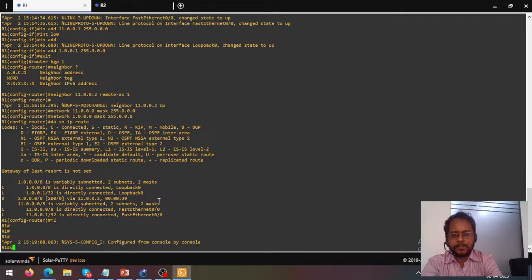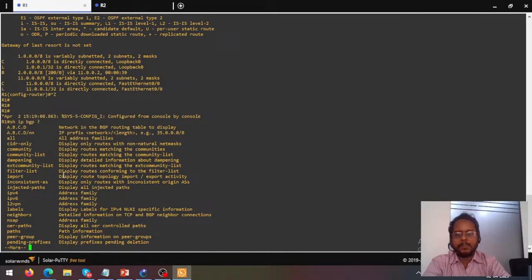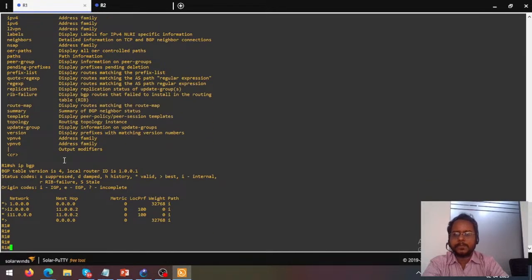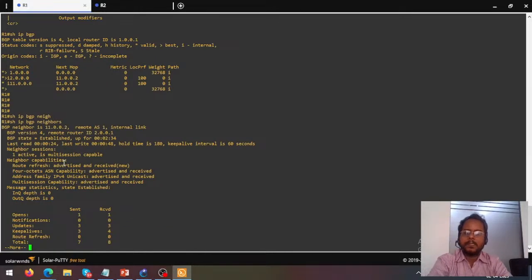Now if you do the command show ip bgp, there's a question mark, and you see you have got a lot of commands there. So you just say show ip bgp neighbors. You will see the neighbor in detail. BGP version is 4. By default, the remote router ID is 2.0.0.1 because we haven't set any BGP router ID. But it is recommended to set a BGP router ID in config mode, just like in the case of OSPF. If you do not set this, then it will take the loopback interface address as the router ID. That is why it's 2.0.0.1.